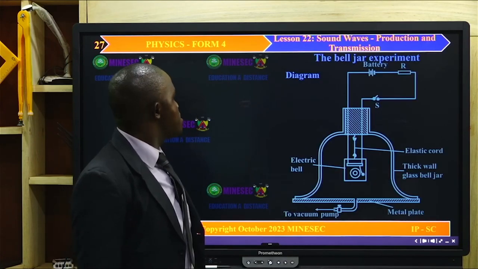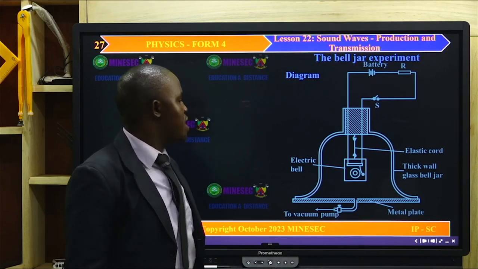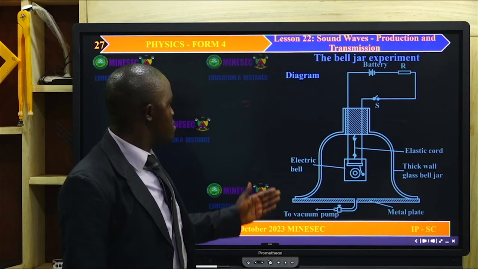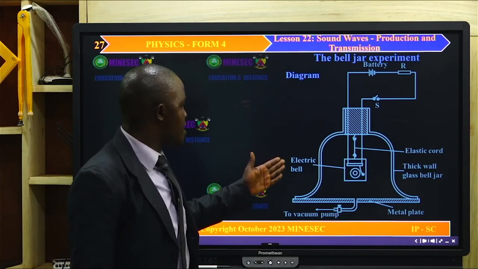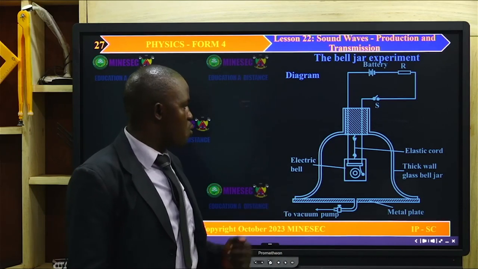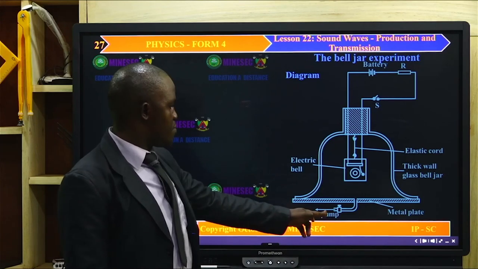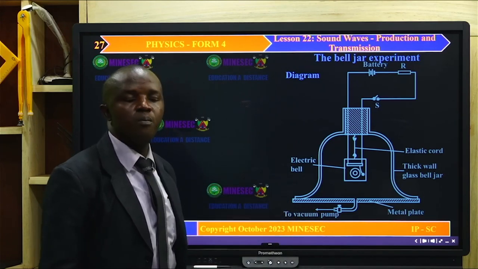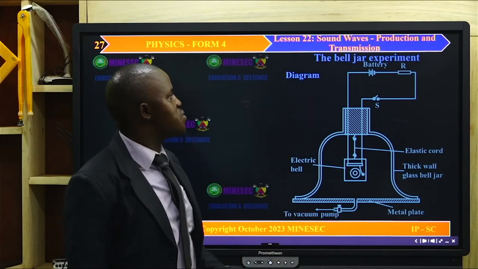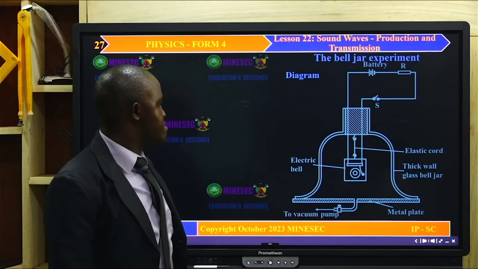Okay, so look at the diagram in front of us. We have the bell jar experiment, so you can look very well. Here's the diagram. You can see an electric bell, elastic cord, thick wall glass bell jar. There's a metal plate, and there's a pipe here that is leading us to a vacuum pump. Then up here you have a battery, a resistor, and then a switch.